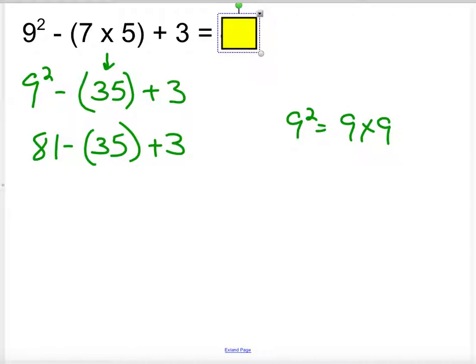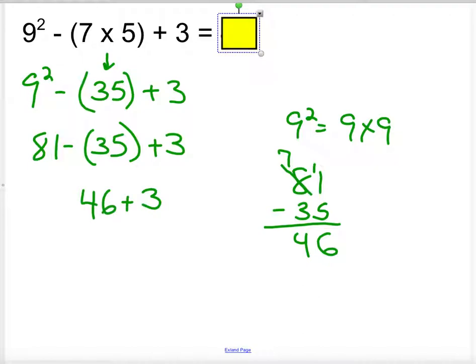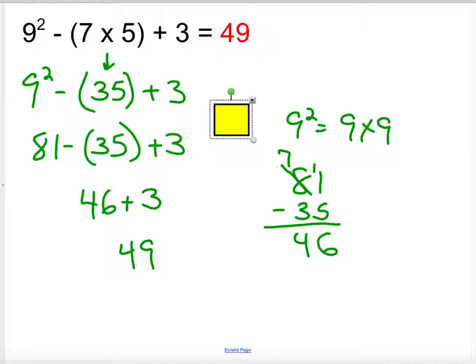Next step, we look for multiplication or division, and we don't have any of that, so now we can do subtraction or addition from left to right. Well, we have the 81 minus 35, so we can do 81 minus 35. Notice how I'm using scratch paper. Borrow from the 8, regroup the 10s into the 1s. 11 take away 5 is 6, 7 take away 3 is 4, so 46. So now we're down to 46 plus 3. And our answer then is 49. Answer is 49. Little technical issue.